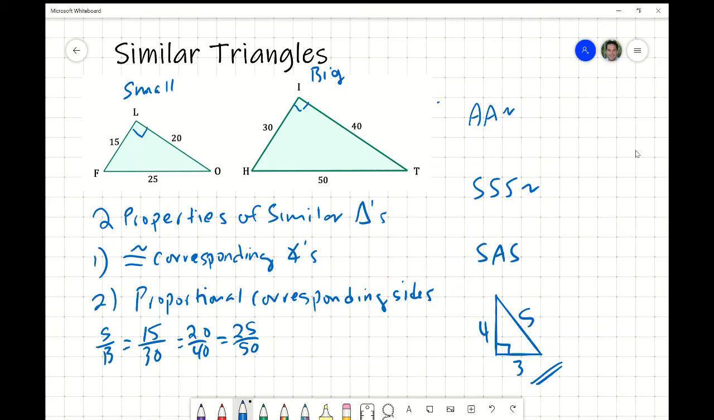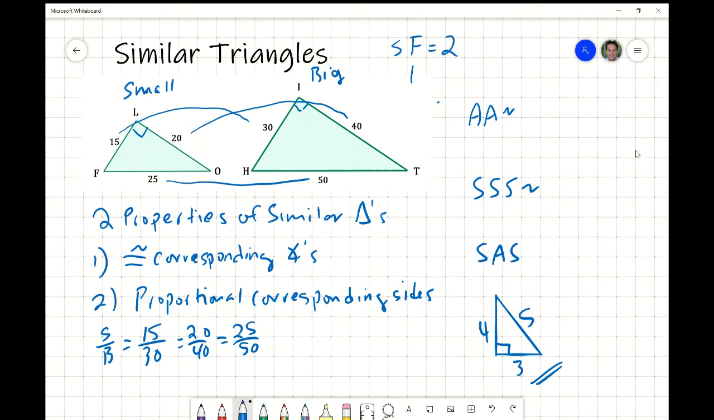In this example, I've got a lot of information on the page, but let's start out with the triangles themselves. You have a smaller triangle, FLO, that is a little bit smaller than the big triangle, HIT. To go from this corresponding side to that corresponding side, it looks like we're going to multiply times 2. To go from that one to that one, we multiply by 2 as well. And to go from 25 to 50, we multiply by 2 as well. So there appears to be a scale factor equal to 2 if we go from small to big.